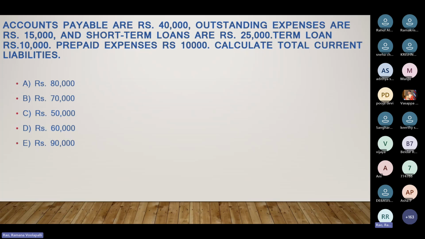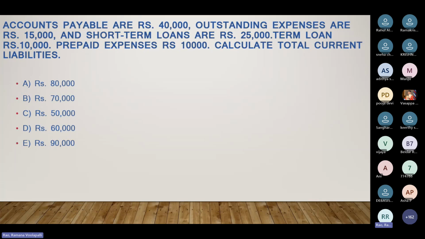Each year, if you are remembering stock statement and renewal, it is current expenses only. Okay. So accounts payable 40,000, outstanding expenses 15, 55,000, short-term loans 25, 55 plus 25, 80,000. Term loan is a long-term liability. It is not a current liability.